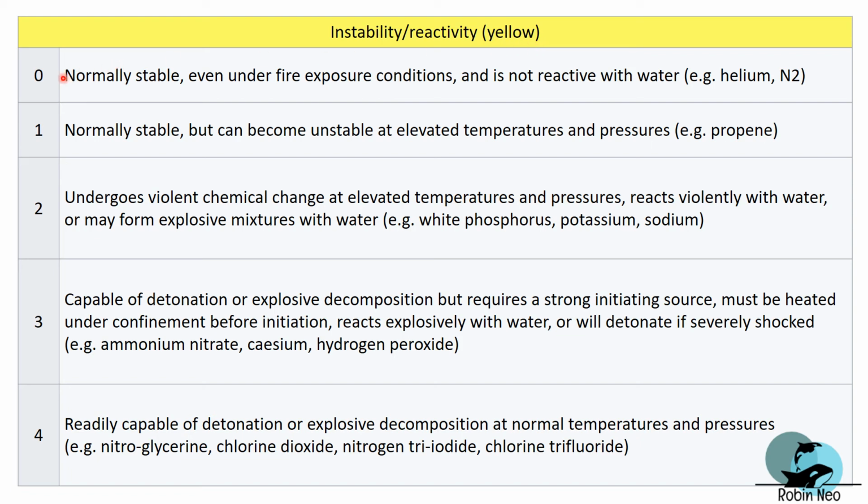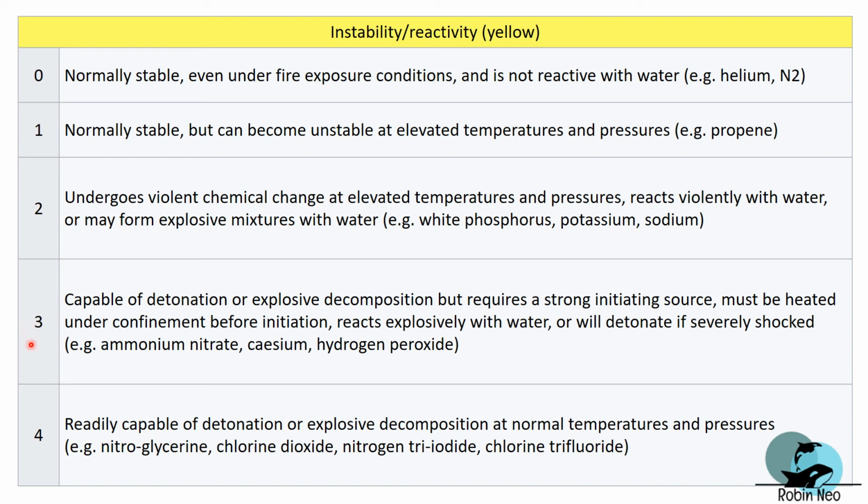0 rating means these are normally stable even under fire exposure conditions and are not reactive with water, like helium and nitrogen. Rating 1 is given to those chemicals which are normally stable, but can become unstable at elevated temperatures and pressures, such as propene. Rating 2 means chemical undergoes violent chemical change at elevated temperatures and pressures, and reacts violently with water, or it may form explosive mixtures with water, such as white phosphorus, potassium, and sodium.